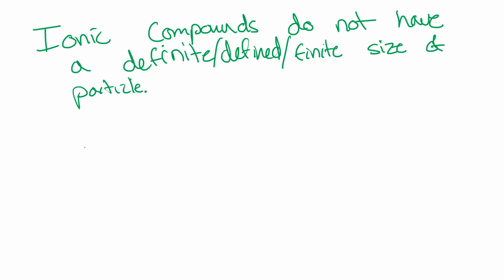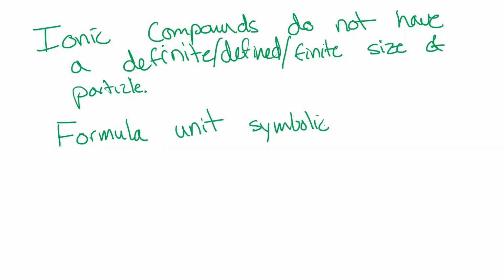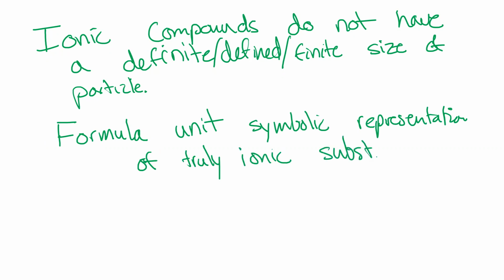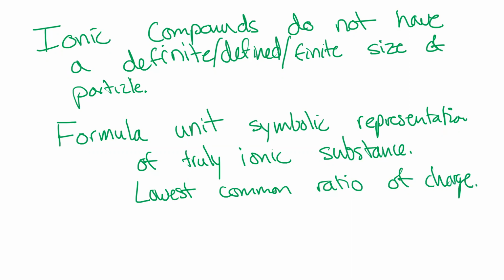Okay? So that's why we use the formula unit as a symbolic representation of truly ionic substances, because it is just the lowest common ratio of charge. That's for ionic compounds.